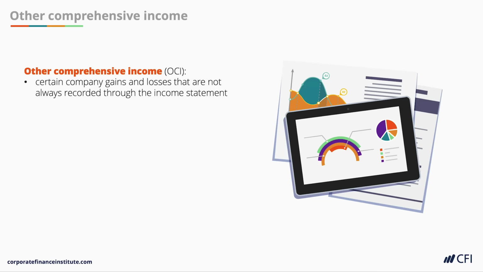Other comprehensive income, or OCI, represents certain gains and losses that a company may have that are not always recorded through the income statement. Instead, they go directly to retained earnings. Examples of typical items within OCI include unrealized gains and losses on investments and hedging instruments. OCI is recorded in the equity side of the balance sheet.